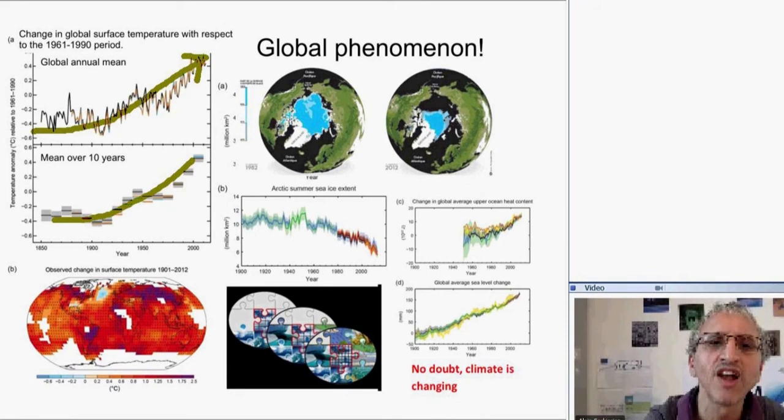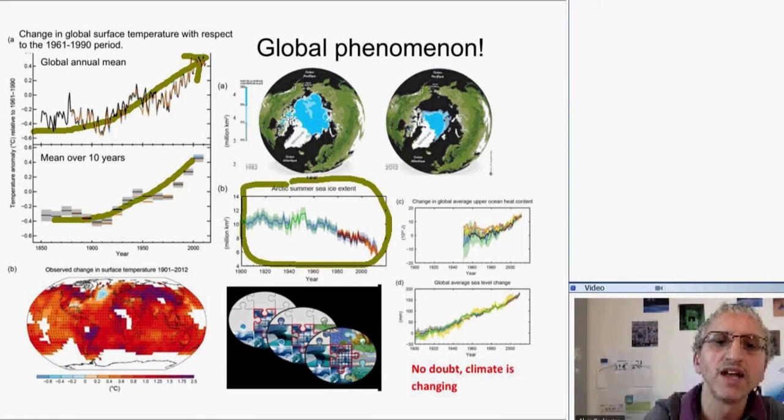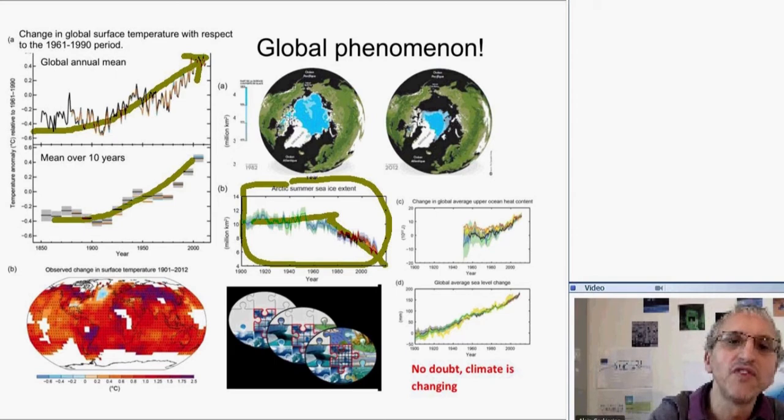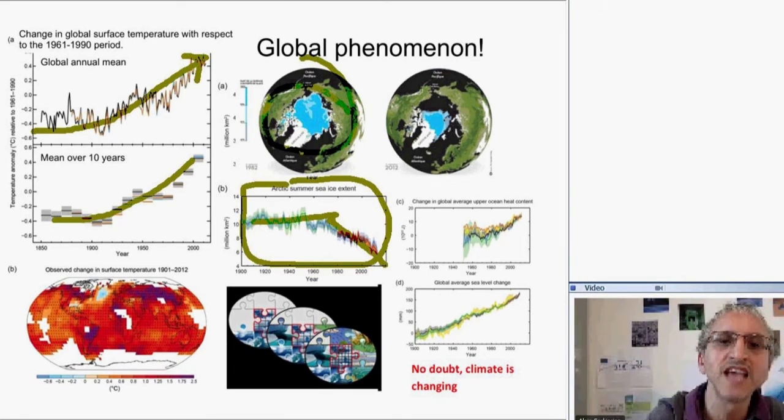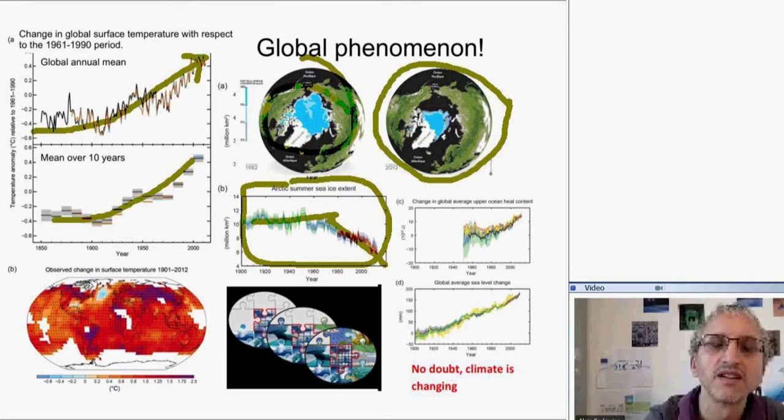And what we have been observing in the last 50 years, again, is a very rapid decrease in what we call the extent of the Arctic sea ice here. It was relatively stable, and in the last 30 years it has been dropping dramatically. So this is before, in the 40s, 50s here, and this is the extent of the sea ice nowadays. It's a really massive drop.